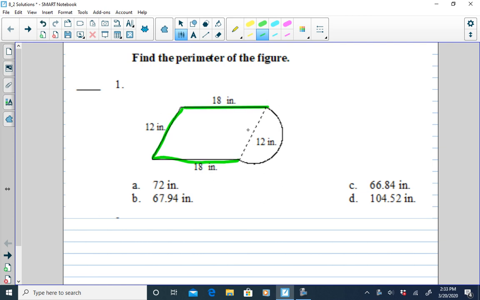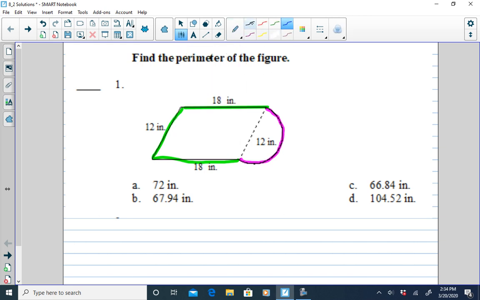We know the lengths of those three segments, but then the perimeter would also include this distance here, which would be the arc of the semicircle, right? Not the perimeter of the semicircle, because it doesn't include this segment, but it would be the arc part of the semicircle, which would be equivalent to half the circumference of a circle. So the perimeter would be these three segments here plus half the circumference of a circle.